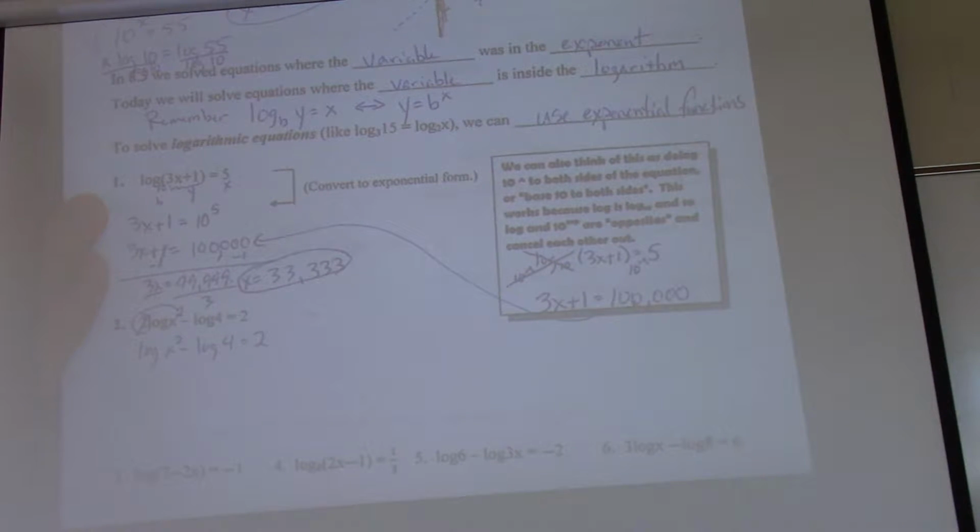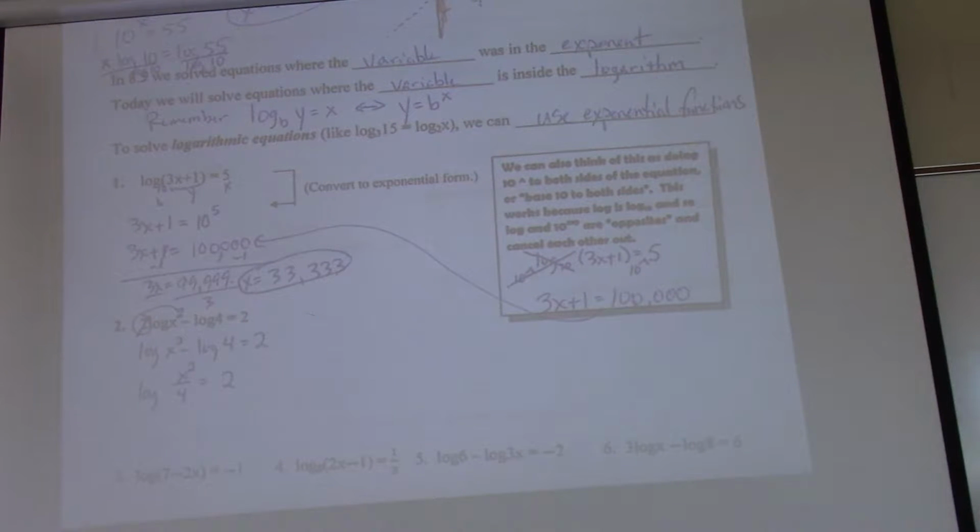You should all know what to do next. Go ahead, Paul. What do you think? You divide it. That's right. Minus means divide, right? We've done this. This shouldn't be anything new. Log of x squared divided by 4 equals 2.